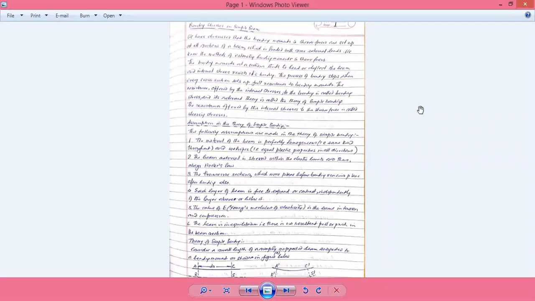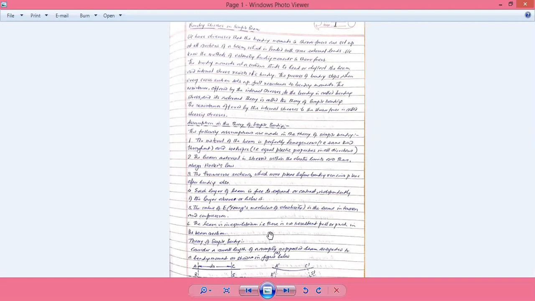Now, all the transverse sections of a particular beam will remain plane before and after bending. They will not distort. Each layer of the beam is free to expand and contract independently of the adjacent layer. And the fifth is that the value of Young's modulus is the same in tension and compression. This is more or less true mostly for steel or other ductile materials.